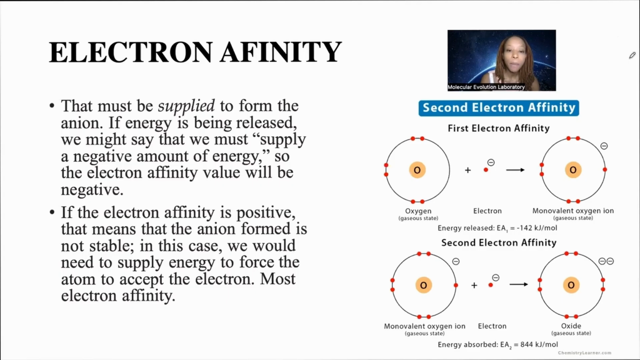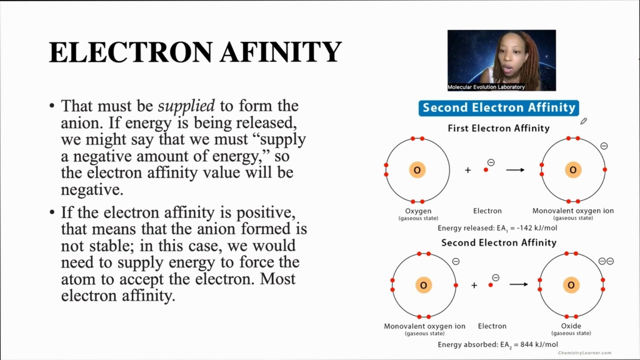We must supply energy to form the anion. If energy is being released, we must say that we supply a negative amount of energy, so the electron affinity value will be negative. If the electron affinity is positive, that means that the anion formed is not stable. In this case, we would need to supply energy to force the atom to accept the electron.